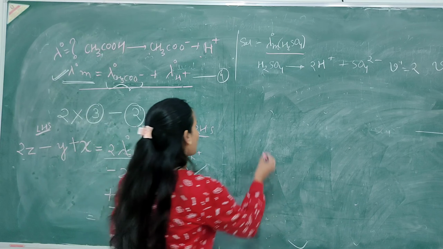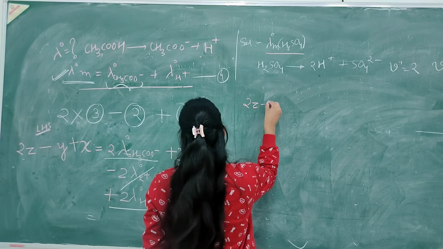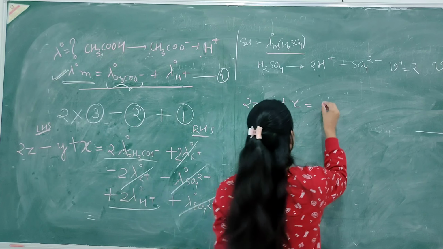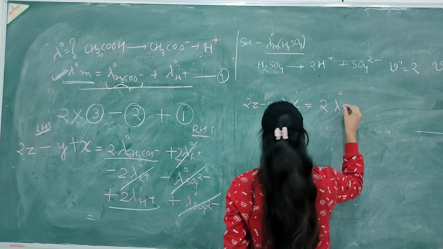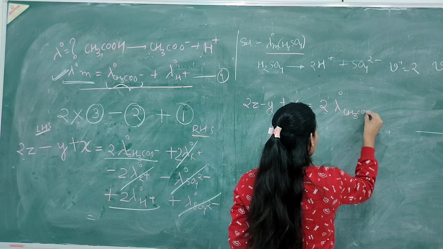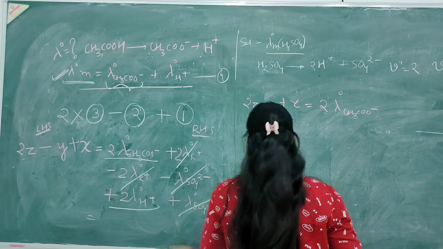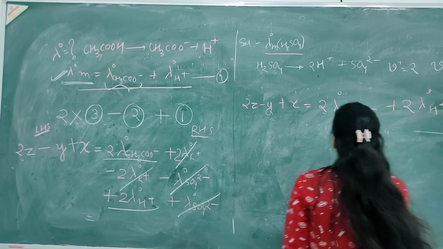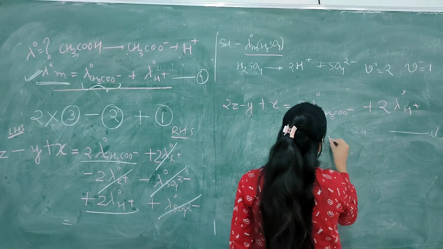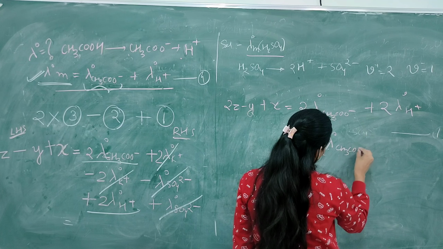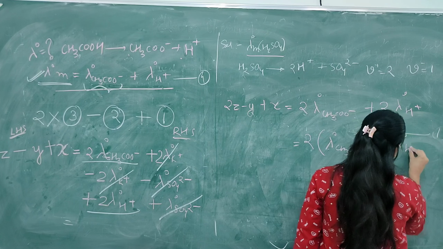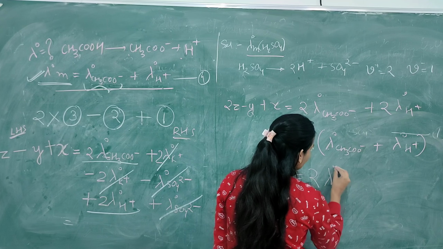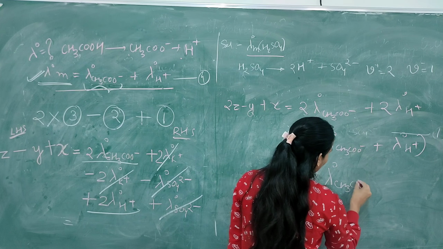So what am I left with? 2z minus y plus x equal to 2 lambda naught of acetate plus 2 lambda naught of H positive ion. Now taking 2 in common, lambda naught of CH3COO negative plus lambda naught of H positive. What was this value? It was 2 lambda naught of CH3COOH, the complete electrolyte.